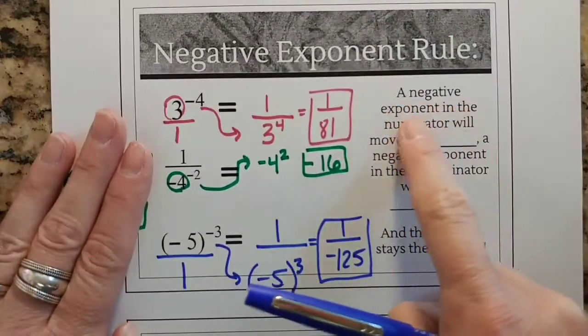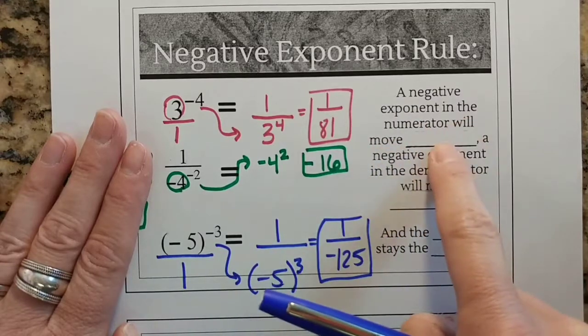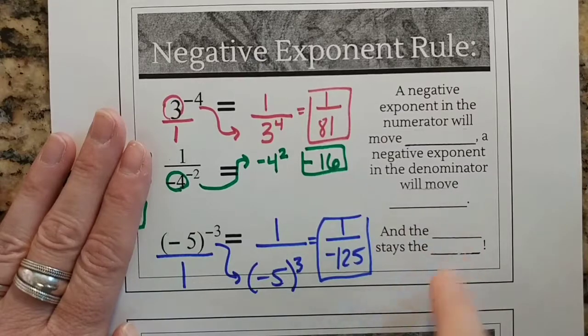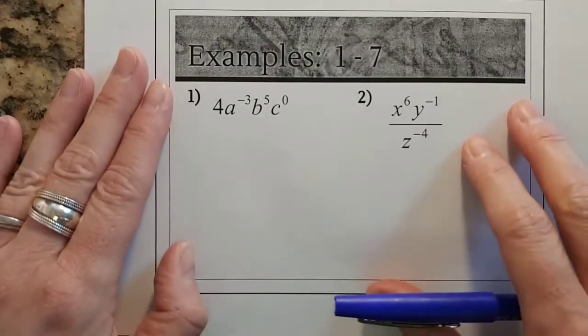Okay? So a negative exponent in the numerator will move downstairs. A negative exponent in the denominator will move upstairs. And the base stays the same. All right, very good. Now we're ready for some examples.